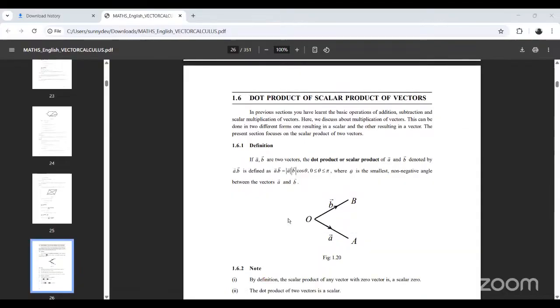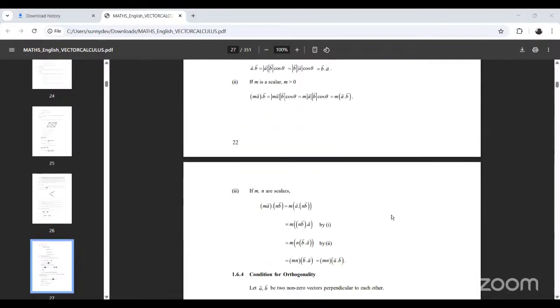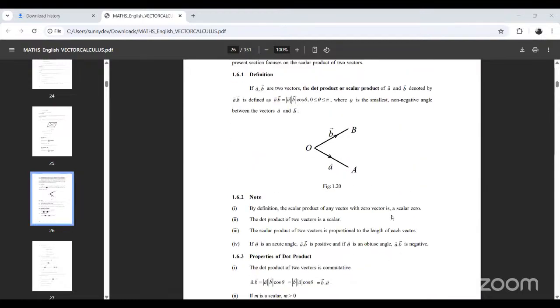Dot products, the scalar product of vectors. Okay, dot products. So this is the most important thing. How we can find the dot product is also important. So I will share it more. Here only I will share that.